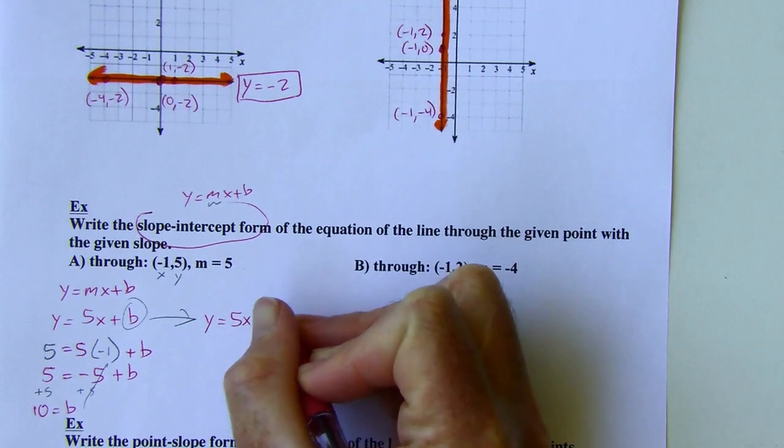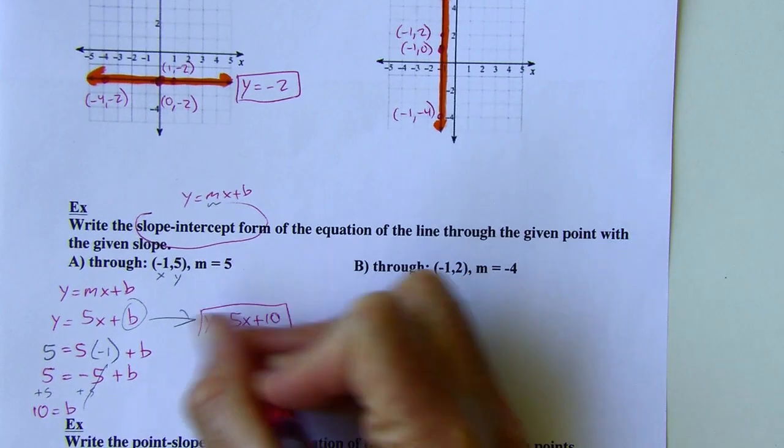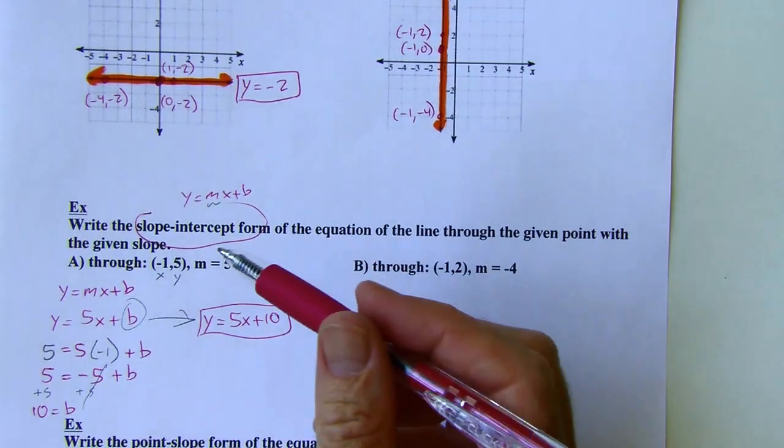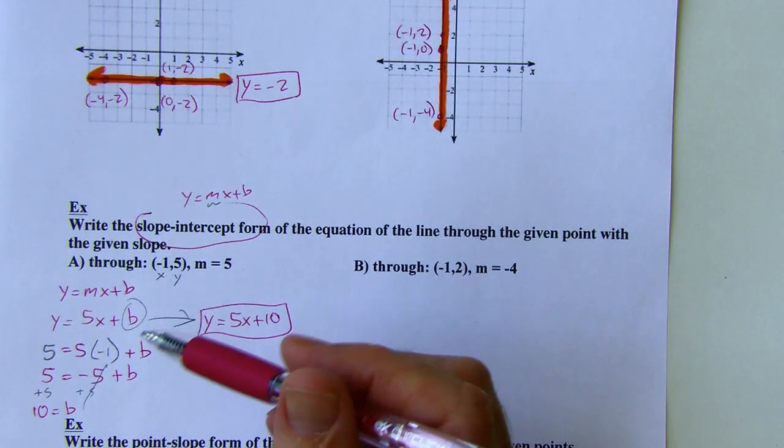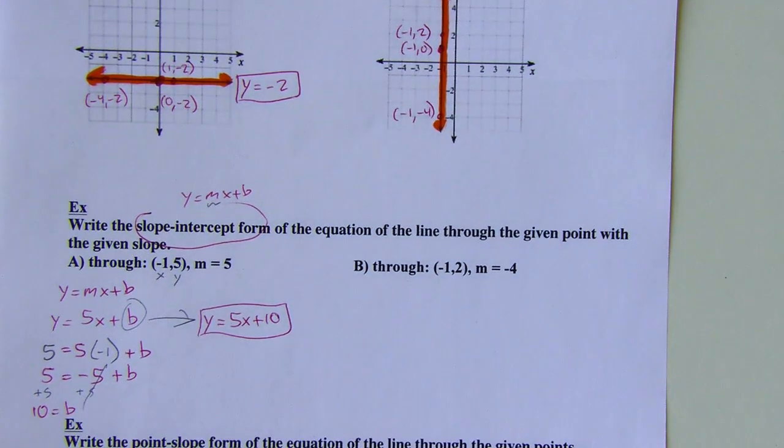Okay, the alternate way to do problems like this is to write your equation in point-slope form first, and then convert it into slope-intercept form. I haven't taught that yet, so I'm going to get back to that.